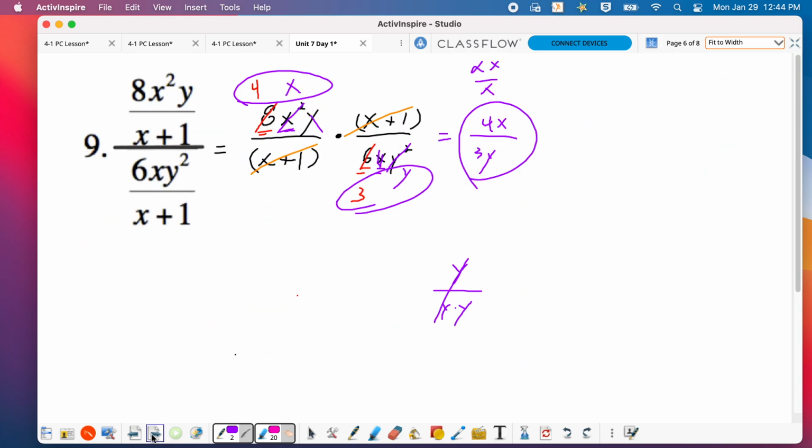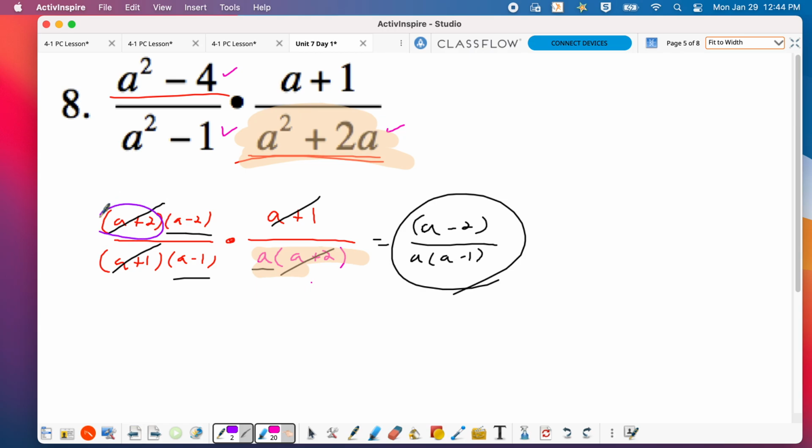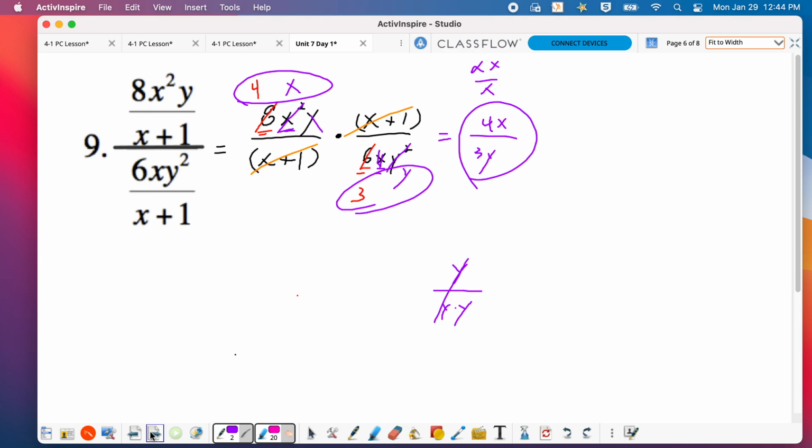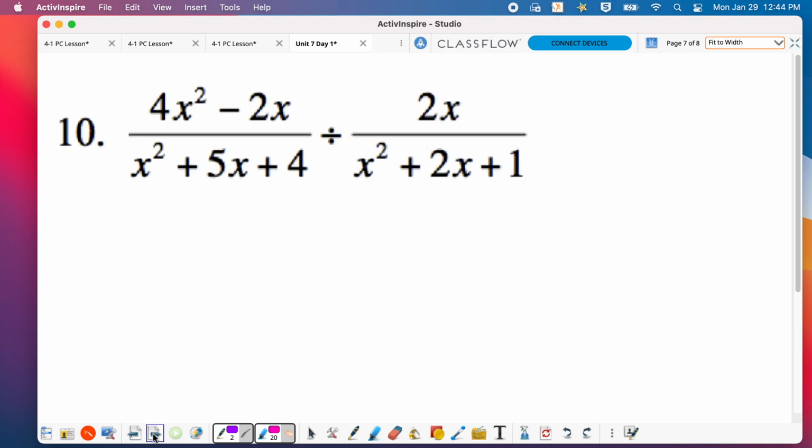And canceling the x plus 1s is the same concept we did here. So when you divide fractions, you multiply by the reciprocal, you keep, change, flip. We didn't even have to factor there.